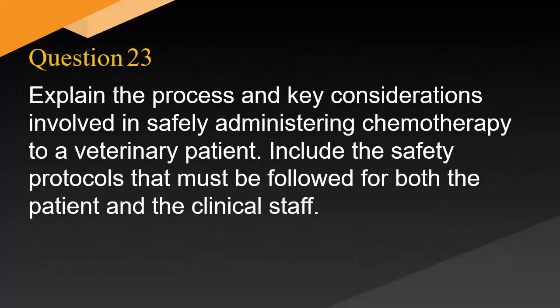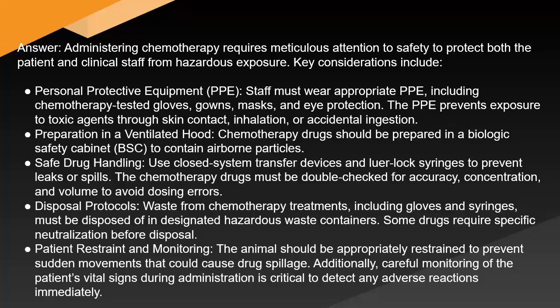Explain the process and key considerations involved in safely administering chemotherapy to a veterinary patient. Include the safety protocols that must be followed for both the patient and the clinical staff. Answer: Administering chemotherapy requires meticulous attention to safety to protect both the patient and clinical staff from hazardous exposure. Key considerations include personal protective equipment (PPE). Staff must wear appropriate PPE, including chemotherapy-tested gloves, gowns, masks, and eye protection. The PPE prevents exposure to toxic agents through skin contact, inhalation, or accidental ingestion.